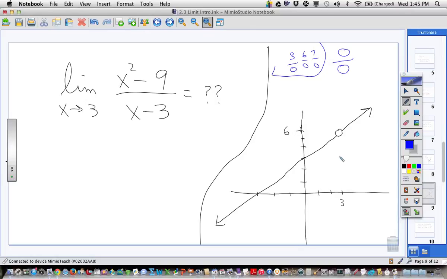It matters what the outputs are getting close to when x gets close to 3. So the answer to this is 6. Now, how will we work this? We'll work this just like we've been working our definition problem. We'll work some magic on it. Algebra magic. What will you do?